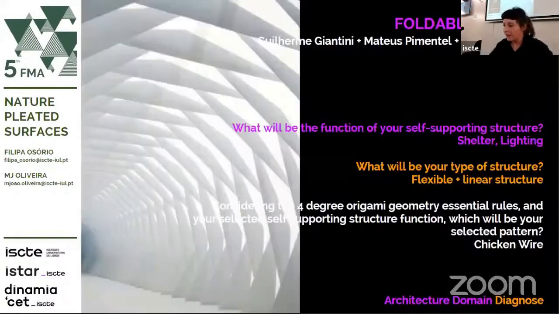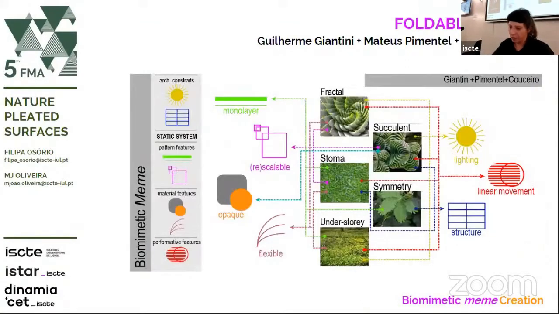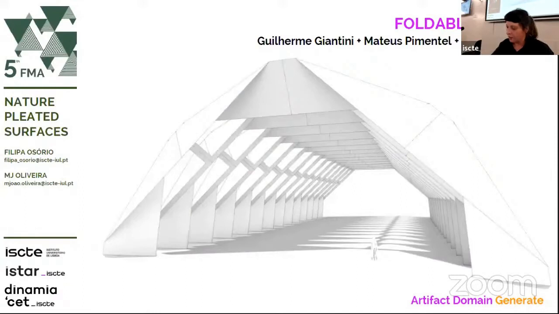And then the last one, this was the production again of a shelter using a flexible and linear structure with a chicken wire origami pattern. The construction of the biomimetic mem was easy for this group. They conserved the initial constraints. It was meant to be a static strategy using a scalable and monolayer structure also, and with opaque and flexible material features and linear movement. This was the final construction. This was the diagram. And the final project was this.